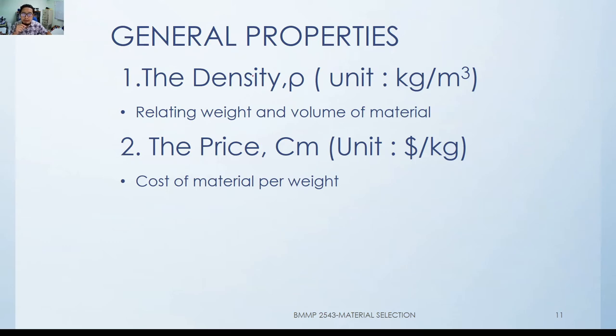First is density, which relates to a material's weight and volume. For example, a material can have a very large volume but low weight, and that material has lower density. Or a material can have very low volume but higher weight, and that is a material with a high density. With these two properties, weight and volume, we can design materials according to the characteristics and attributes that we want.